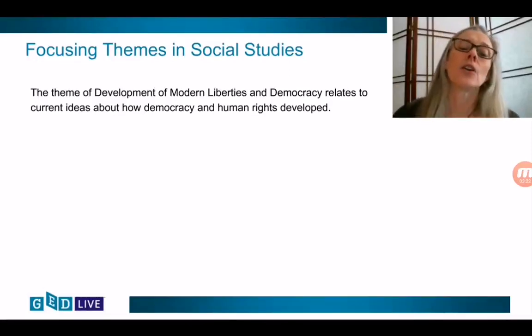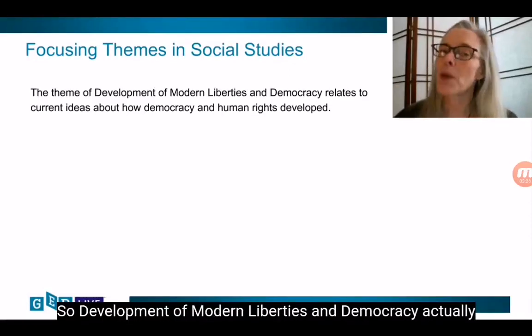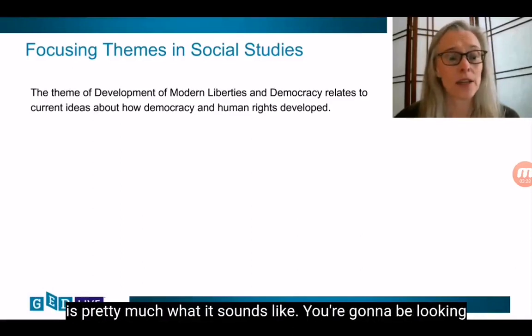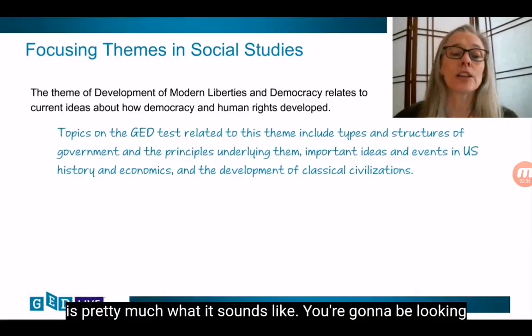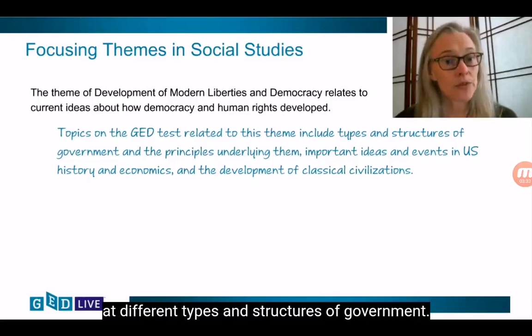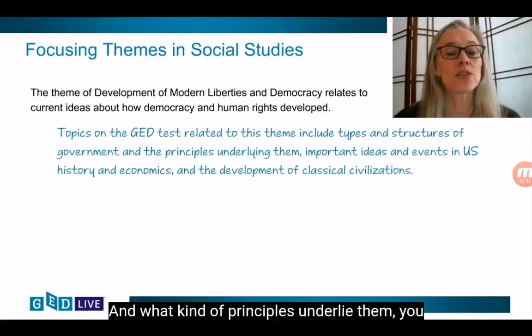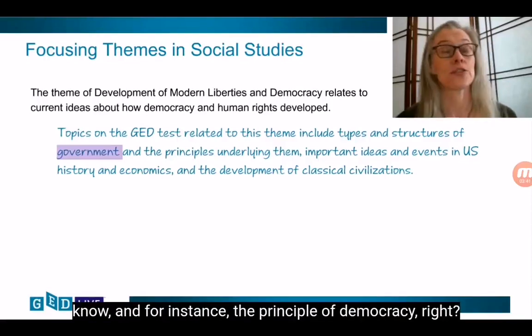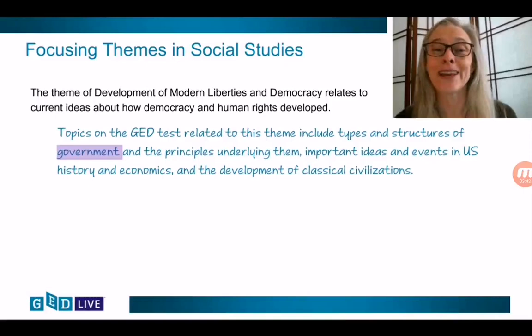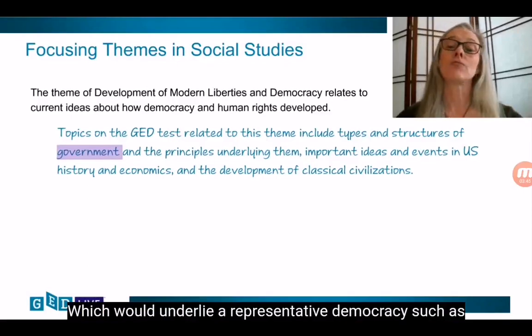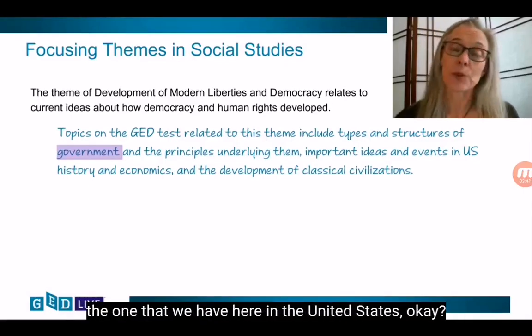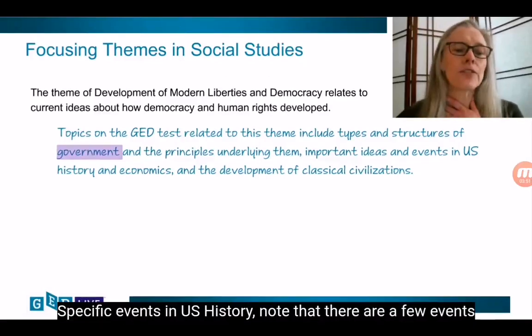Right? So development of modern liberties and democracy actually is pretty much what it sounds like. You're going to be looking at different types and structures of governments, and what kind of principles underlie them, and for instance, the principle of democracy, right, which would underlie a representative democracy such as the one that we have here in the United States, right? Specific events in U.S. history.